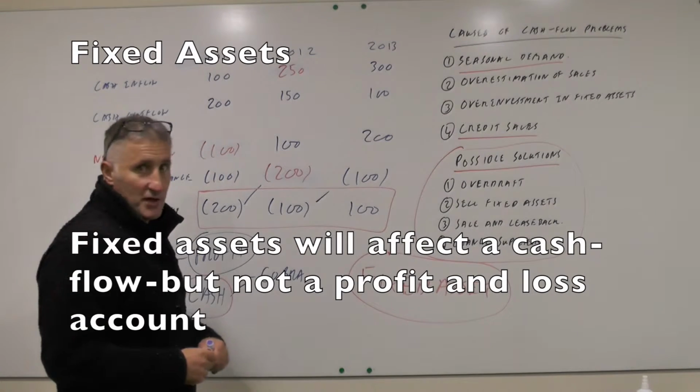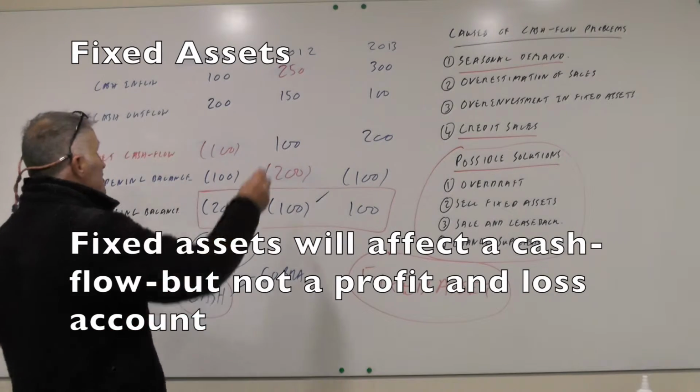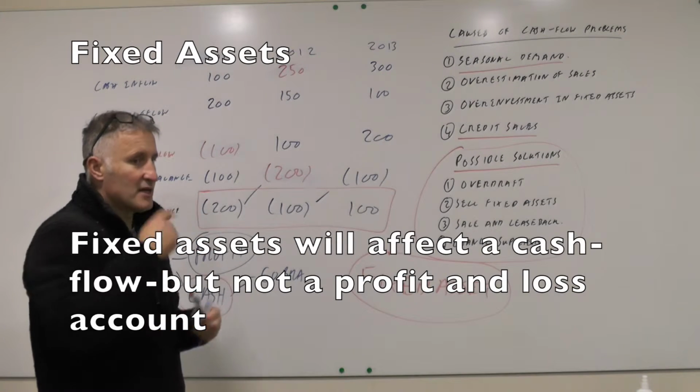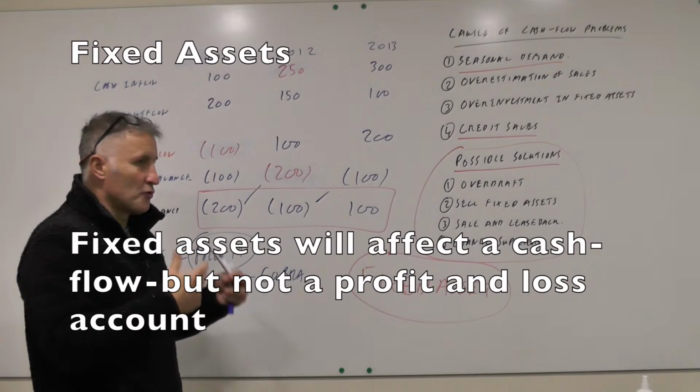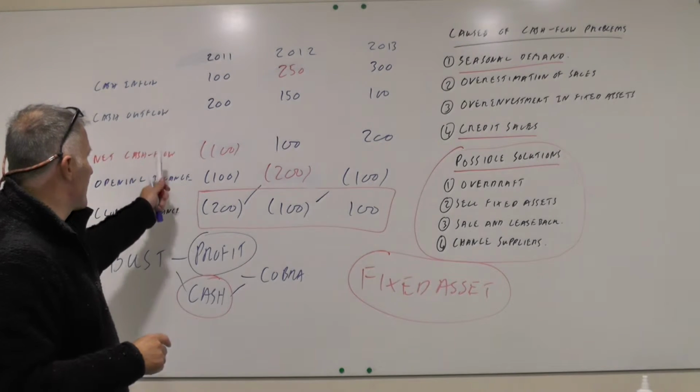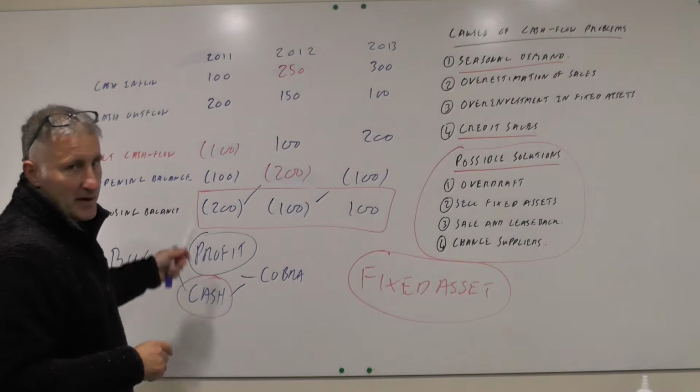But cash is essential to any business, and this is an example of the mechanics of a cash flow. In a second or two, I will create an actual cash flow for you to have a look at, and you'll see how that works. But it's cash in, cash out, net cash flow, opening balance, closing balance.